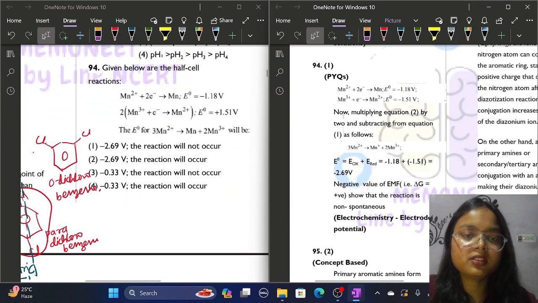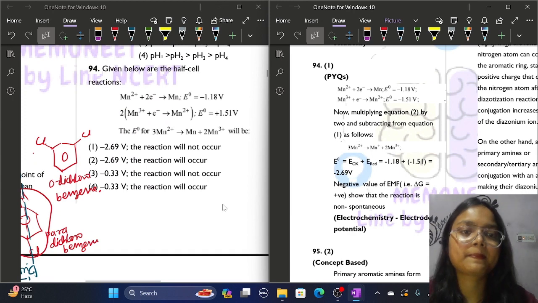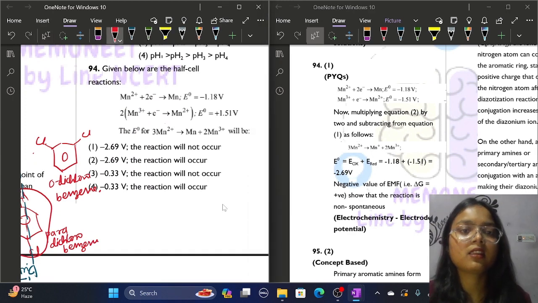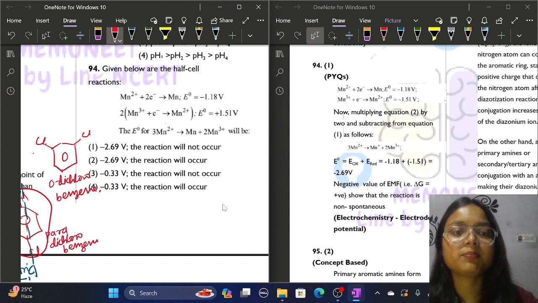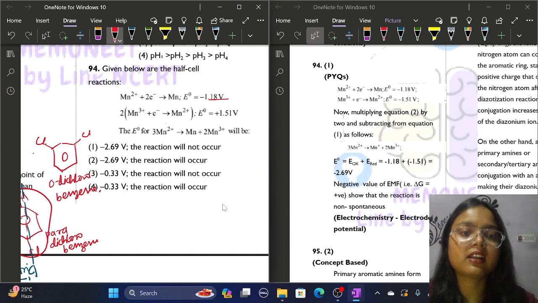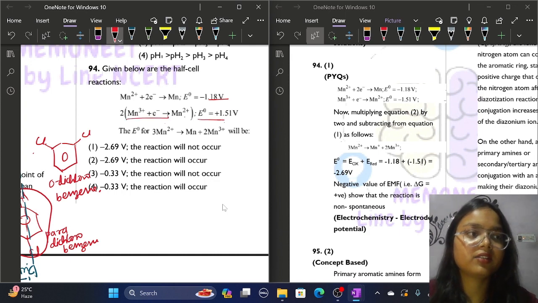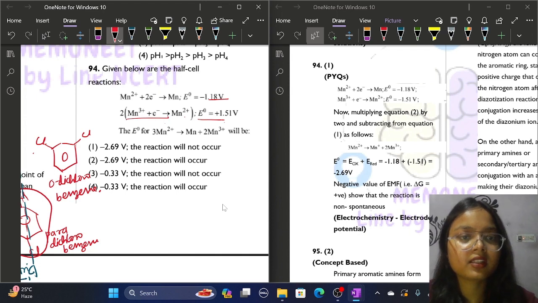For question number 94. Given below are the half cell reactions. Mn plus 2 electrons gives Mn. E naught is given here, and the second equation, and E naught is also given here. Okay. The E naught for Mn plus 3 going to Mn plus 2 is to be found. So the options are there.